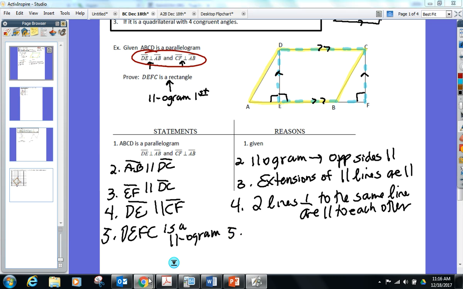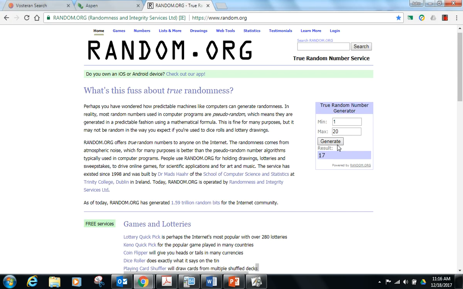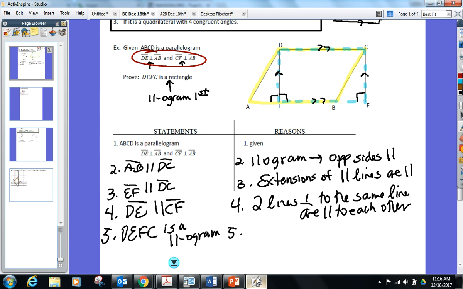I just need to know from one of you why it's a parallelogram. Opposite sides parallel implies a parallelogram. So that's the first step. Show it's a parallelogram. Now I'll take over.